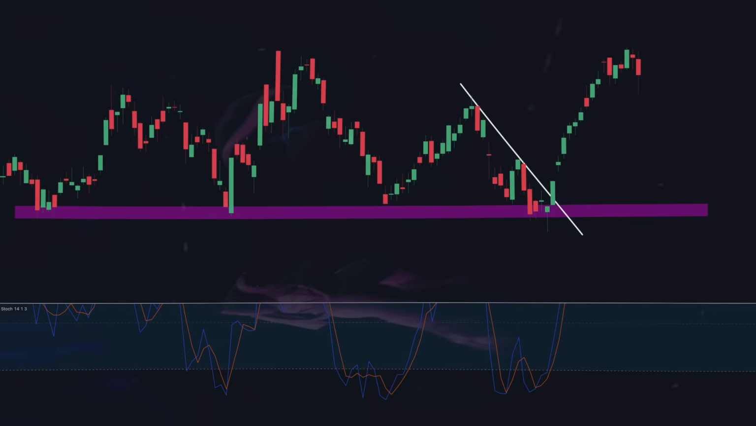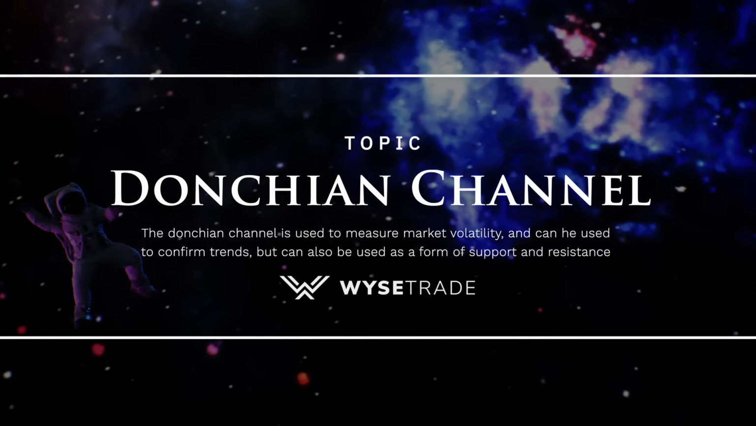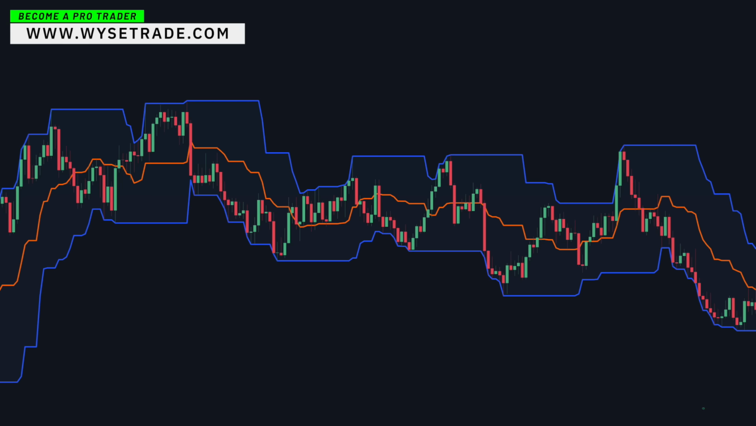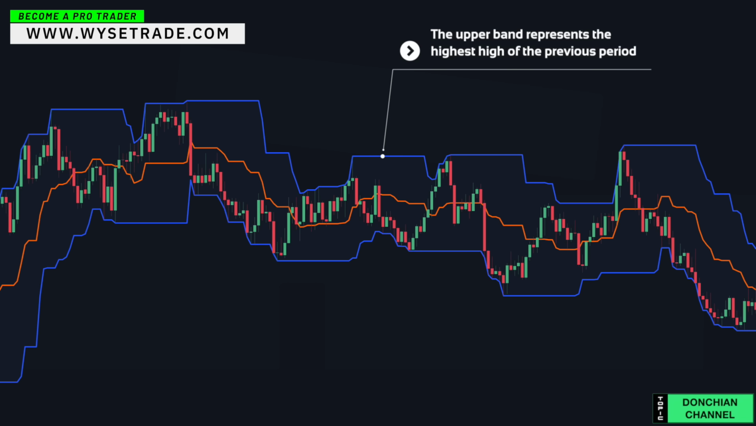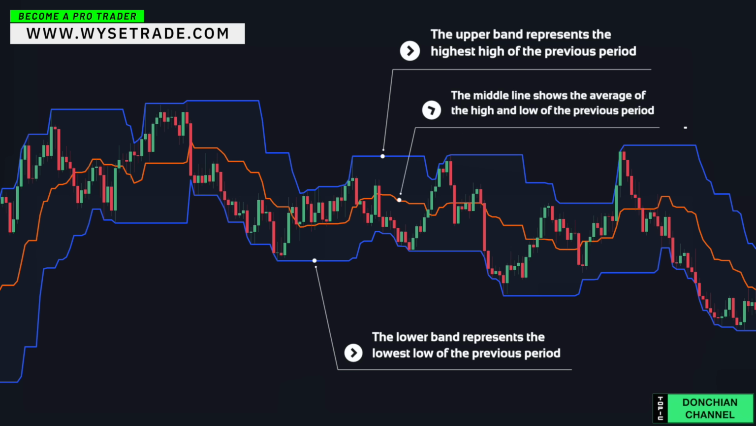So next, Donchian channels. The upper band represents the highest high of the previous period. The lower band represents the lowest low of the previous period. The middle line shows you the average of the high and low of the previous period.